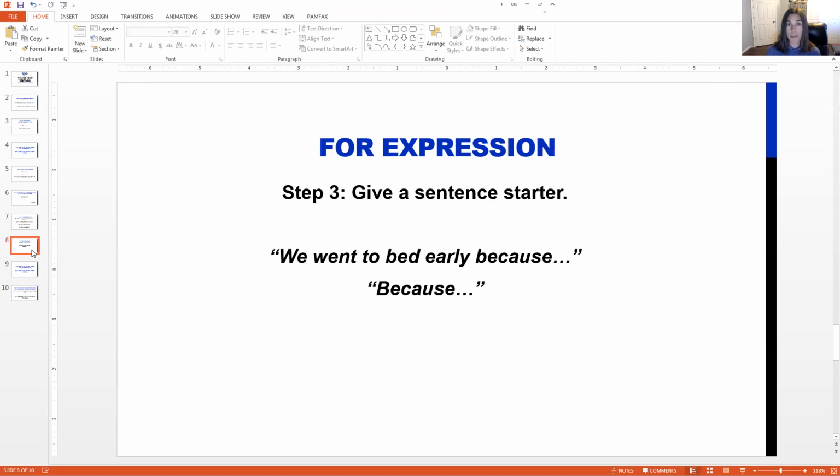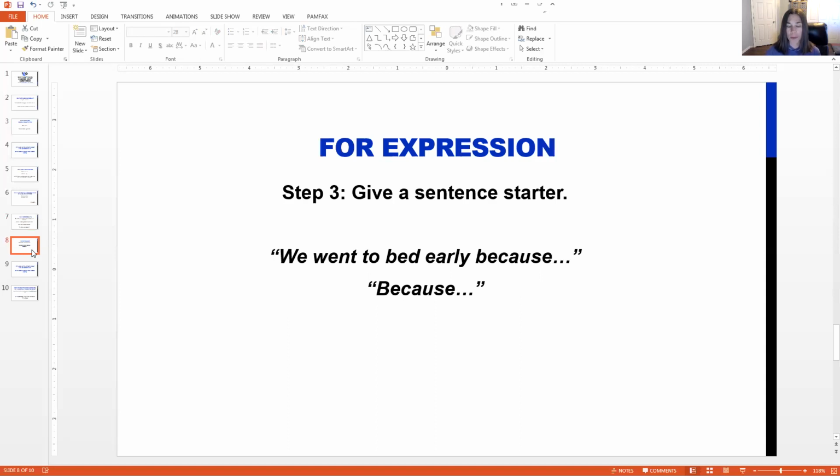So an example of that for this sentence would be, we went to bed early because, and then they'd finish the sentence. Or you could even just give them because and have them finish the sentence there. So all we're doing is just starting it for them and giving them a little bit of help. And then we eventually want to fade that and give them less and less of a sentence starter over time. So we're using backward chaining there, where we gradually fade that away.